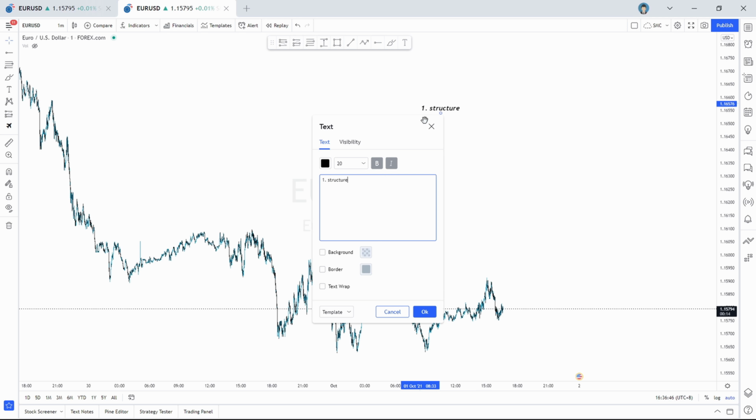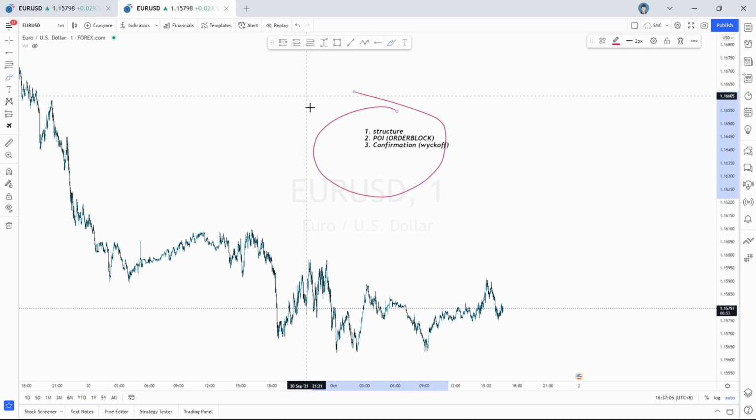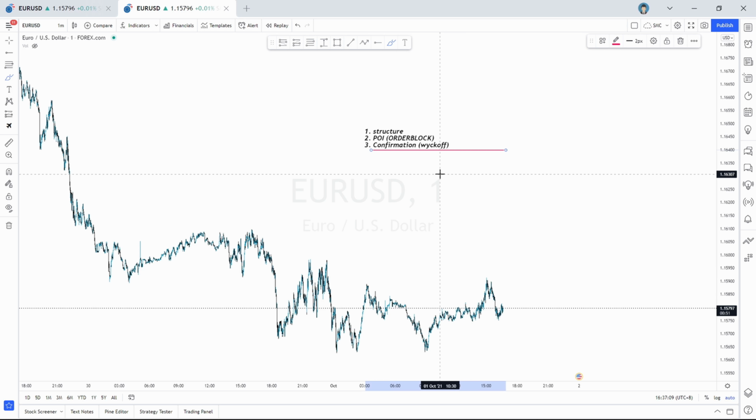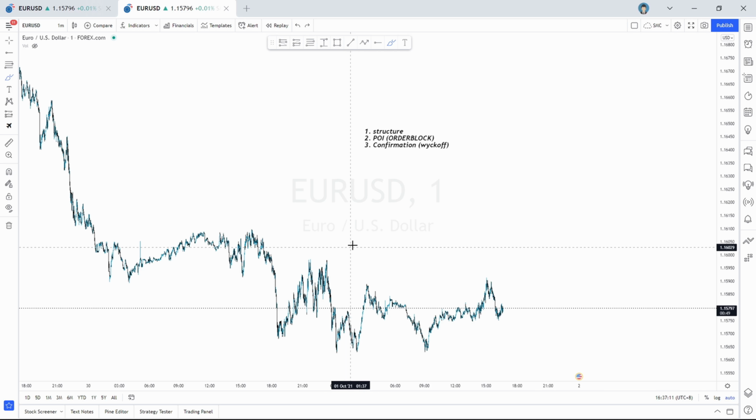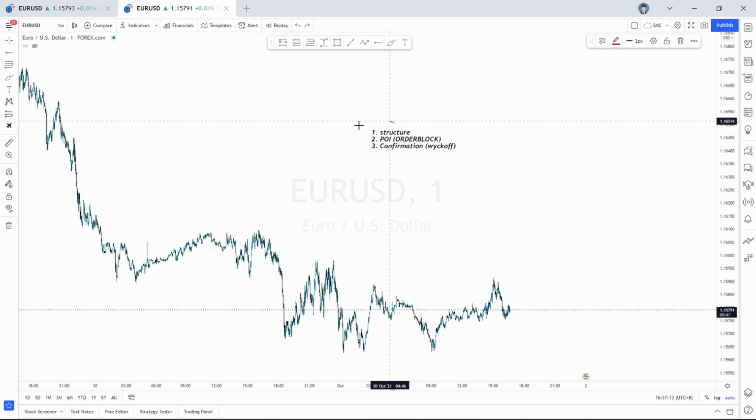So that is why I don't use redistribution or reaccumulation, or I don't think about them, because remember, my strategy, or the strategy I copied or learned, is a 3-step strategy. And we have the confirmation, which is Wyckoff. So basically, we have our first structure, then we look for a POI, then we look for a confirmation using Wyckoff. So again, if you can see on the numbering here, structure is always first. Now keep that in mind, okay?